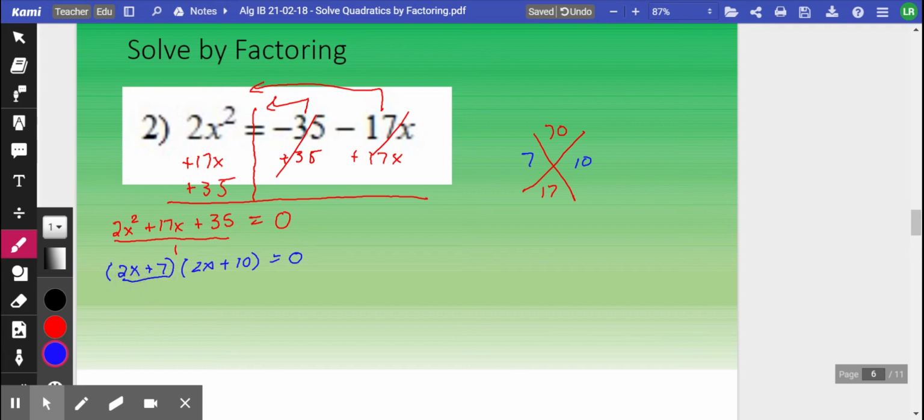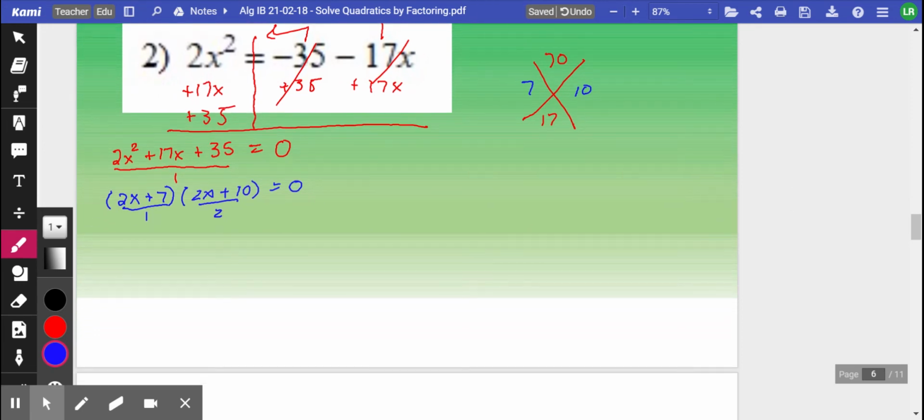Put your wheels down, divide by 1, divide by 2. I get 2x plus 7. Make sure you divide both those by 2. I get x plus 5 equals 0. Then we go ahead and solve them.